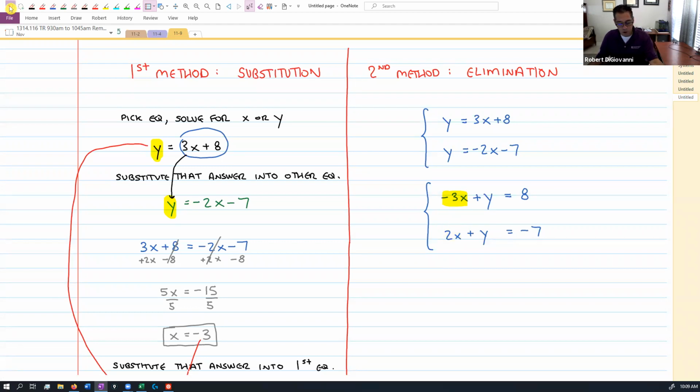So that doesn't work. Let me look at the y's. If I add those together, are they going to go away? Still no, right? y plus y is 2y, and that doesn't go away. However, it would be really easy if this, let's say, was a negative. If that was negative, do you agree then they would go away? Okay, so can I make that negative?